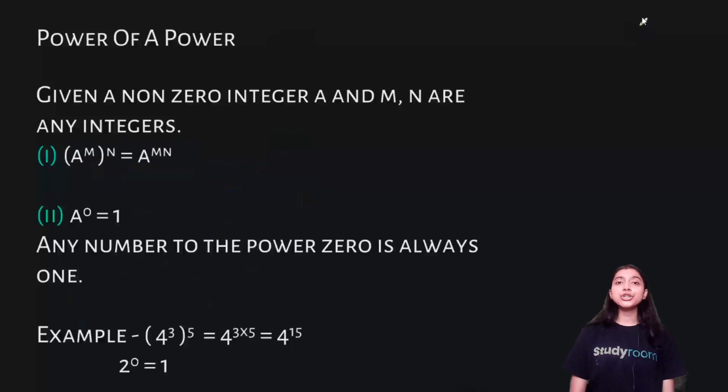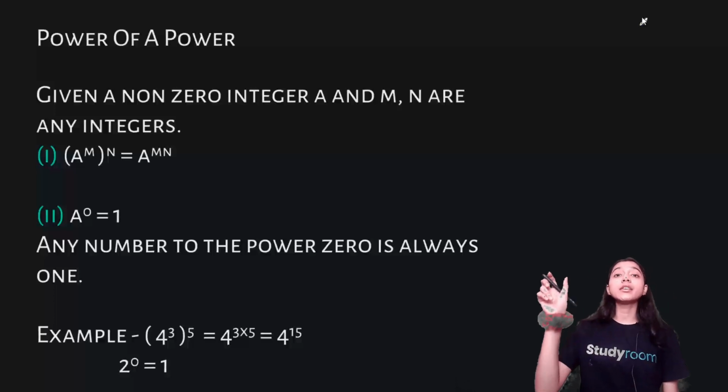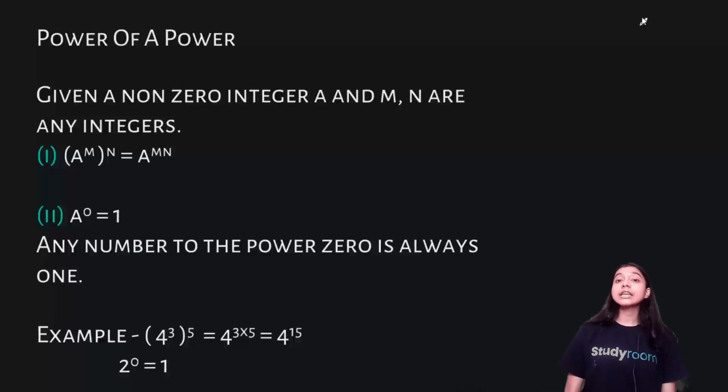Now I'll be teaching you power of a power. Interesting? Yes. So power of a power is basically when we have an exponent, like we have 2 to the power of 2, that is 2 square. And then this entire exponent is raised to another power, let's say 4. So then what will happen? What happens is that if an exponent is raised to another power, then both the powers get multiplied. So this means that we will result in 2 to the power of 2 multiplied by 4, that is 2 to the power of 8.